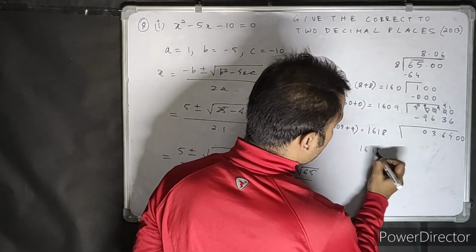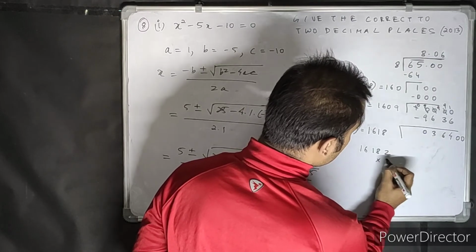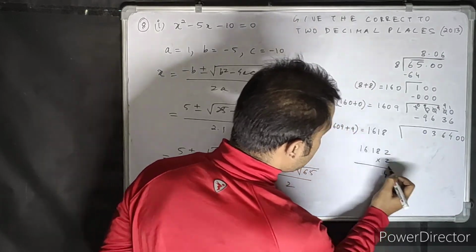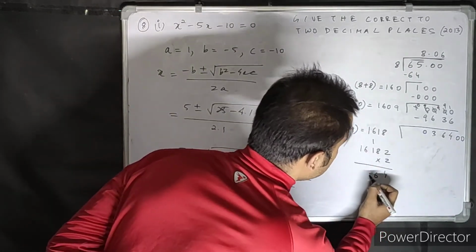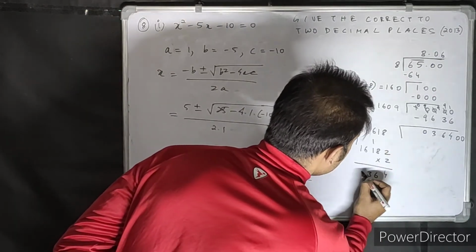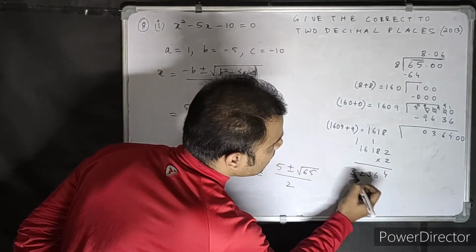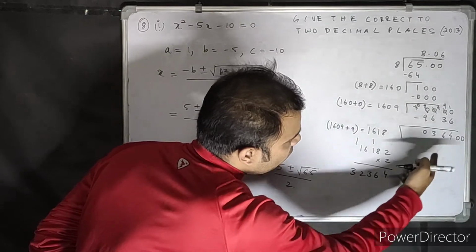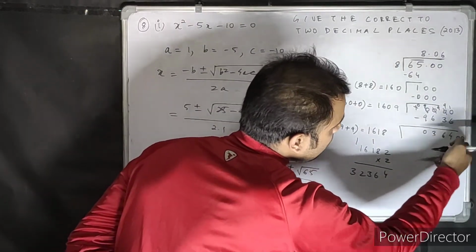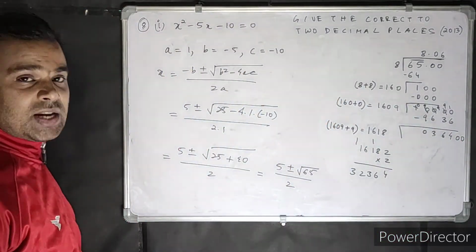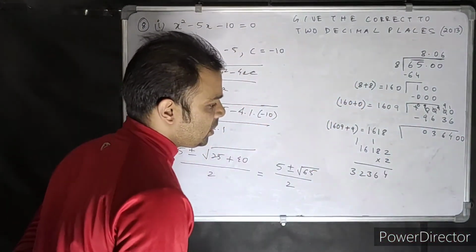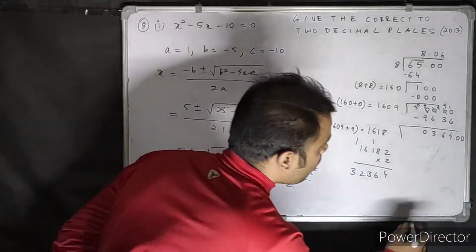So 1618, say 2 into 2. So 2 2s are 4, 8 2s are 16, 2 1s are 2 plus 1 is 3, 6 2s are 12, 2 1s are 2 plus 1 is 3. Look at this, 3 2 3 6 4. This is 3 6 4 0 0. Each time we are putting 2 zeros. Understand? So we can try once more.